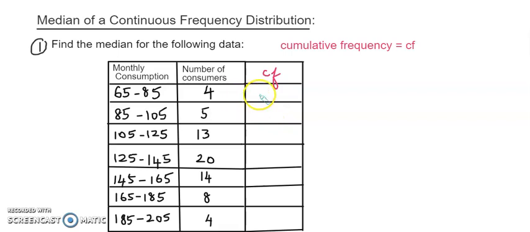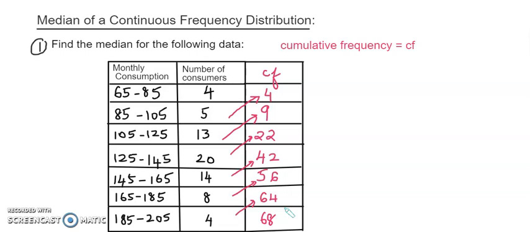The first frequency and the first cumulative frequency are always the same because we just carry it. For the second CF, the short form of cumulative frequency is CF, you add 5 and 4, which is 9. 9 plus 13 gives me 22. 22 plus 20 is 42. 42 plus 14 is 56. 56 plus 8, 64. 64 plus 4, 68. Let's start again.